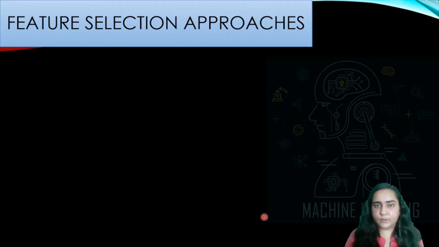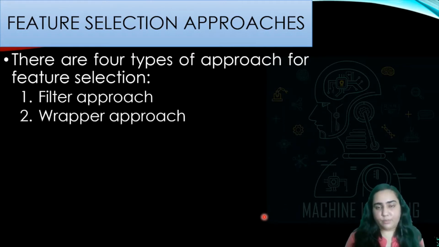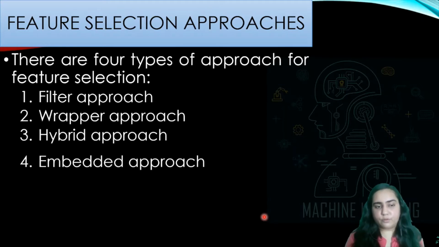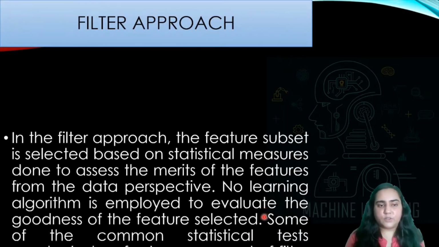Now let's talk about different feature selection approaches. So there are 4 kinds mainly. The first one is filter approach, the wrapper approach, the hybrid approach, and the embedded approach. Let's see what all those are. The first one is filter approach.